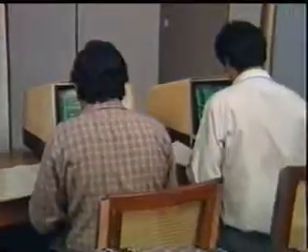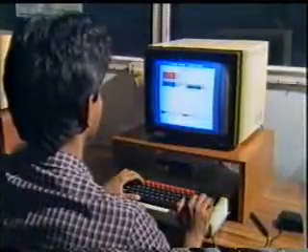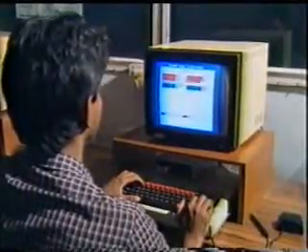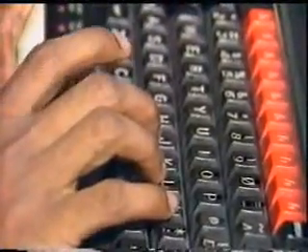...processes a vast amount of data. To process this data, it requires a memory so that it can remember all the data.